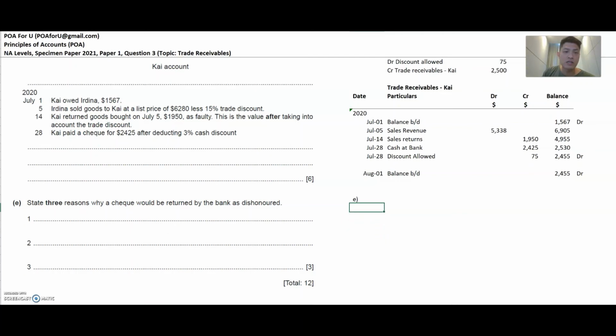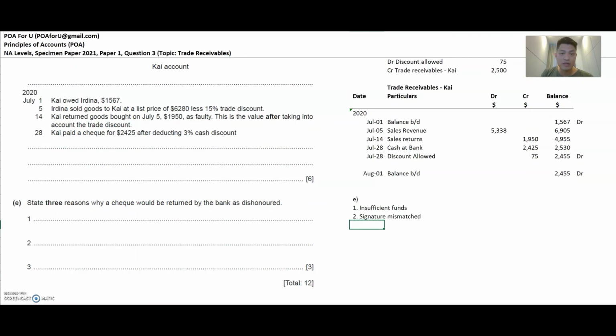So the first reason is Kai didn't have sufficient funds in his bank account, right? Or, you know, checks, have you seen a check before? Go Google it, what it looks like. It requires a signature from the payer, and maybe the signature is just incorrectly done. The variation in the signature from the records of what the bank has the signature should be is so far out, and that could be one reason as well.